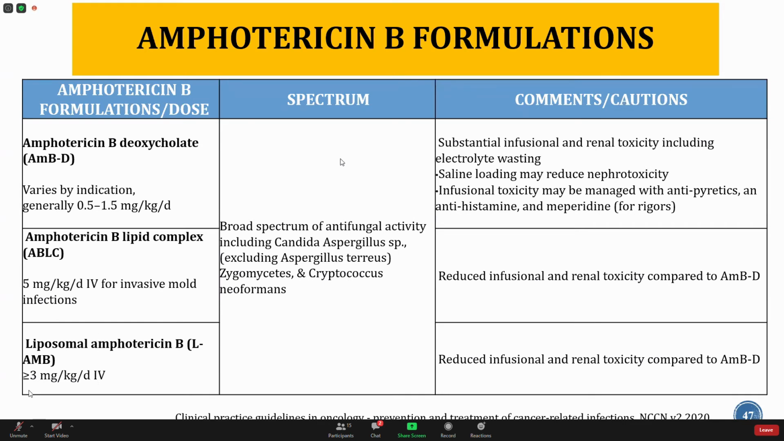You can use a dose of 3 to 5 milligram per kg per day as the treatment dose. For the prophylactic dose, you can use either 1 milligram per kg daily or 2.5 milligram per kg 3 times per week, based on extrapolation of the data from the MD Anderson Cancer Center protocol.